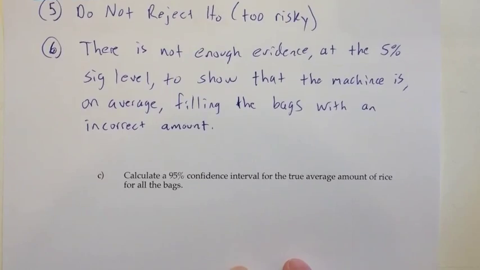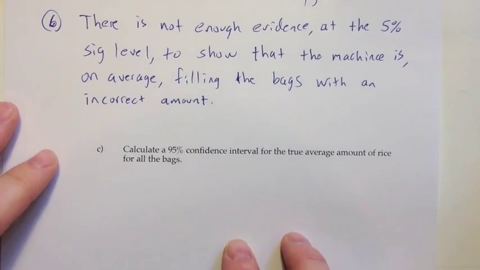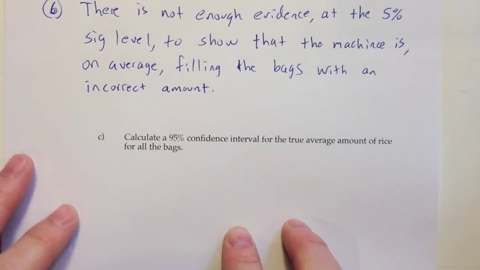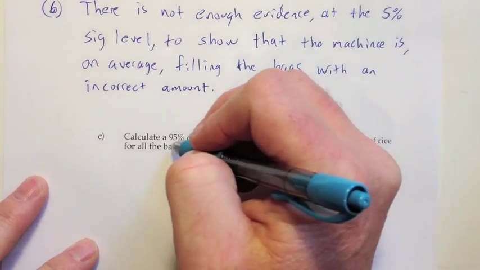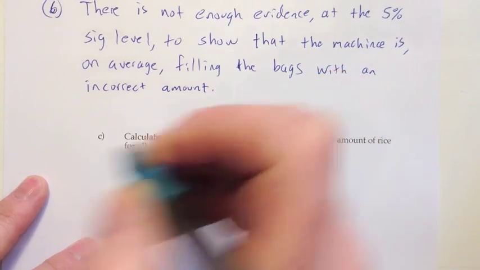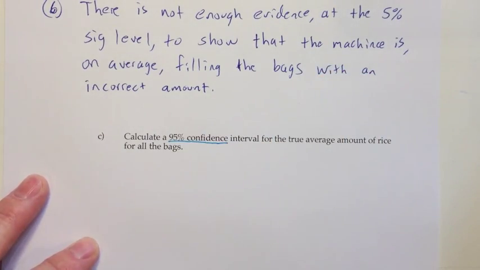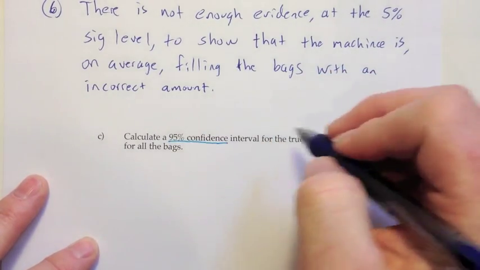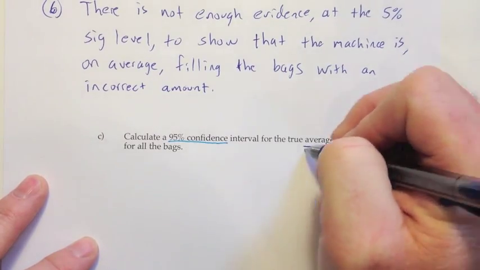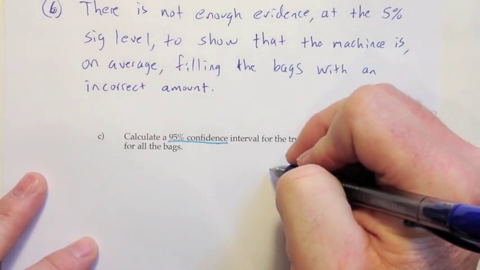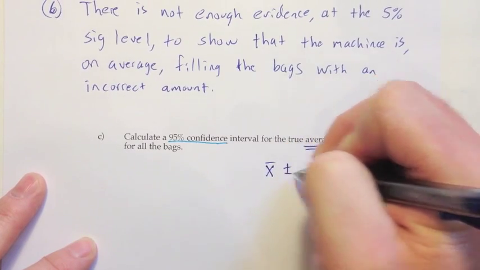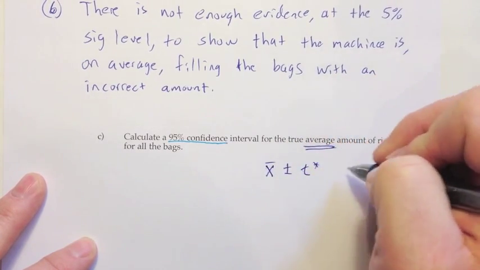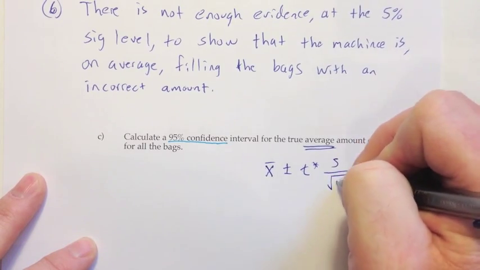Okay, let's go ahead and finish this off with a follow-up question or two. Calculate a 95% confidence interval for the true average amount of rice in the bags. So if they want us to do a 95% confidence interval, then first of all, I want to think, is it a mean or proportion? We already talked about that it's for a mean. So for a confidence interval for the mean, I'd want to use the formula x bar plus or minus t star times s over root n.